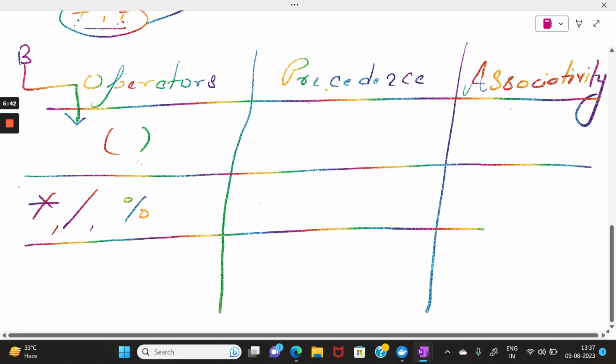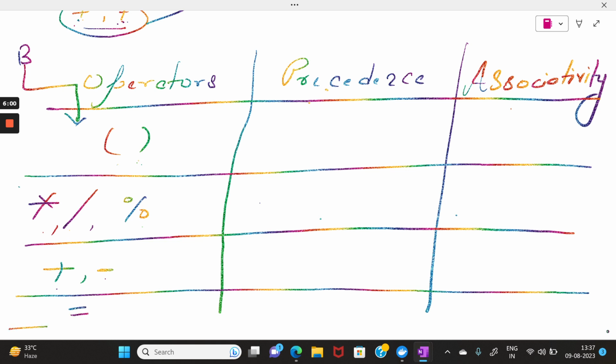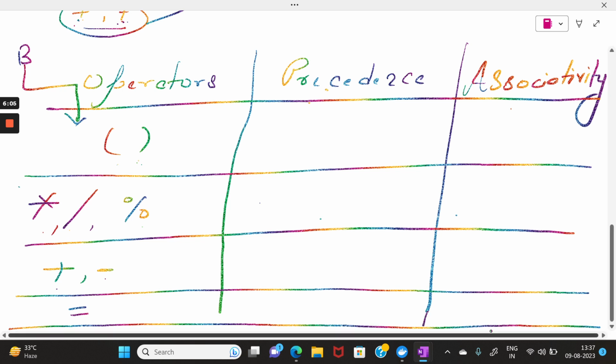Okay. Now we have the plus and then we have the minus. Both of them have the same precedence, as I stated earlier. So if two or more operators have the same precedence, we need to look for the associativity. Okay. And then we have the equal to operator, which is also a very common operator you are going to see in programming, and it is also called the assignment operator. Okay, so this has the first precedence, of course, as we have in BODMAS.